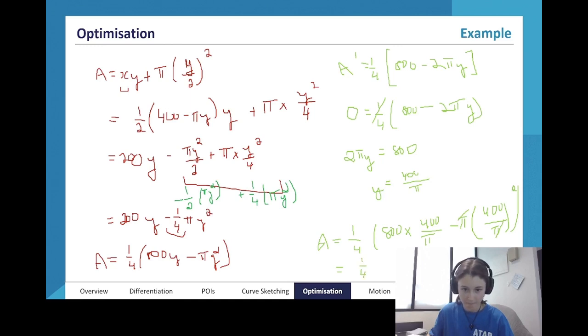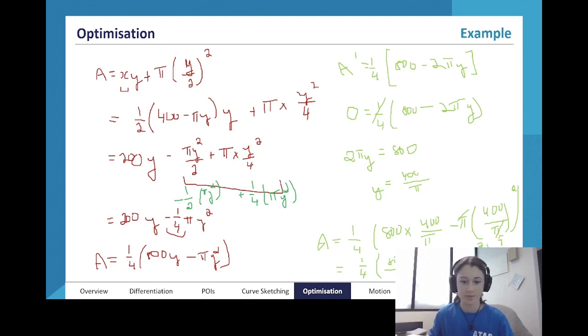So we're going to be left with 1/4 outside of 800 times 400 on pi. And then we're going to have negative 400 squared over pi, because we're going to have pi squared down the bottom here, but then that's going to cancel with the one on top.